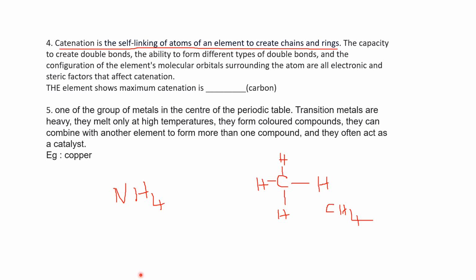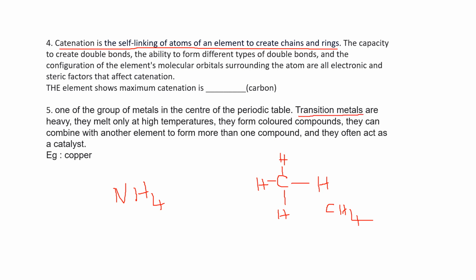Okay, next one. One group of metals in the center of the periodic table. Transition metals are heavy, they melt only at high temperatures. They form colored compounds. They can combine with another element to form more than one compound, and they often act as a catalyst. Example is copper. Those metals in the center of the periodic table are called transition metals.